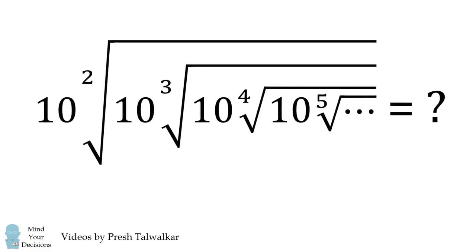So we have 10 times the square root of everything that's inside, times 10 times the cube root of everything that's inside, times 10 times the fourth root of everything that's inside, times 10 times the fifth root of everything that's inside, and so on, repeated infinitely many times.